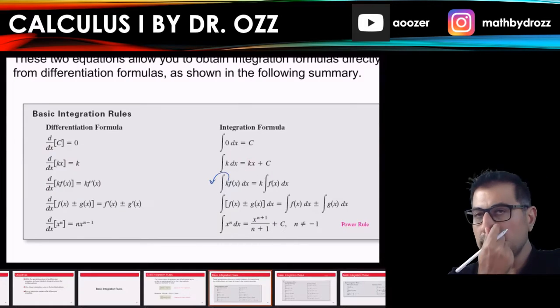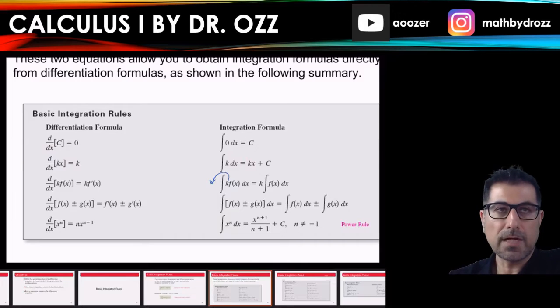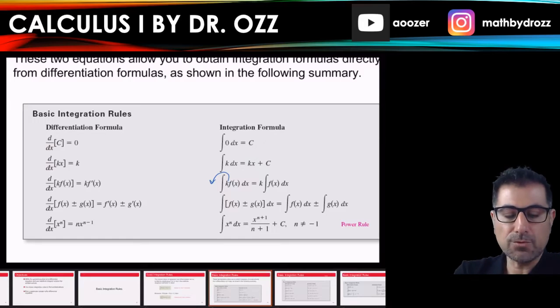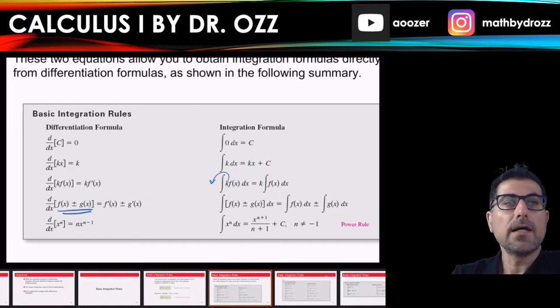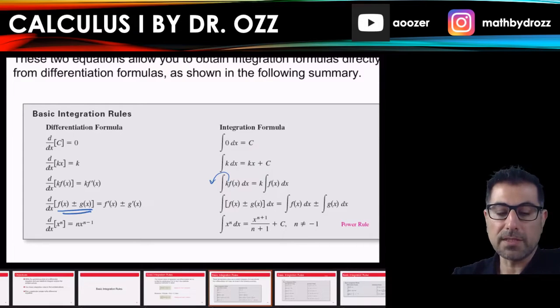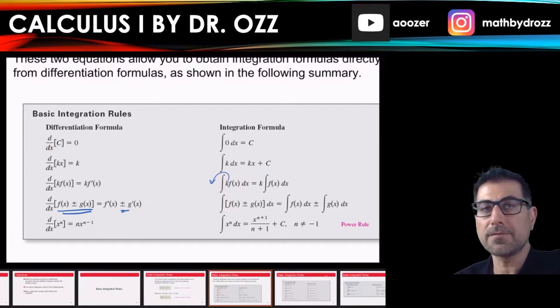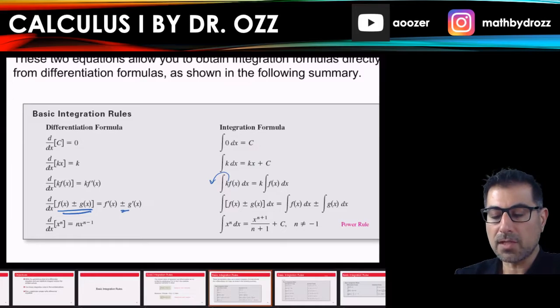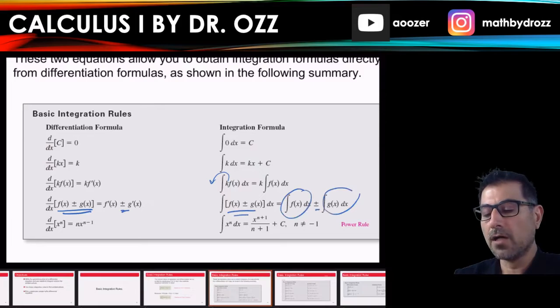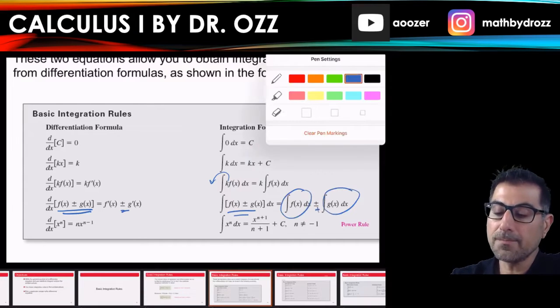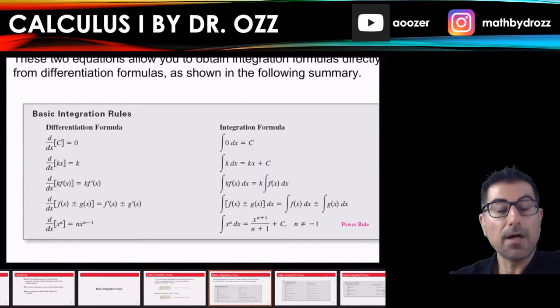And we had another operation that allowed us to use the divide and conquer technique. If you have two functions added or subtracted, when you take the derivative of that, it's equivalent to taking the individual derivatives and carrying forward the plus or minus sign. And you can do the same thing in integration or anti-differentiation. So the integral of the sum or difference of two functions is the sum or difference of the integrals of the two functions, essentially.